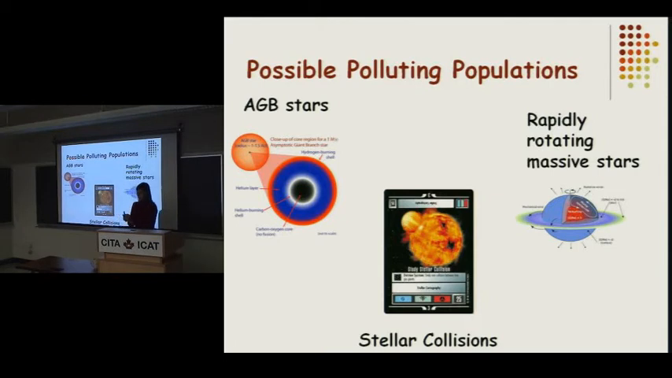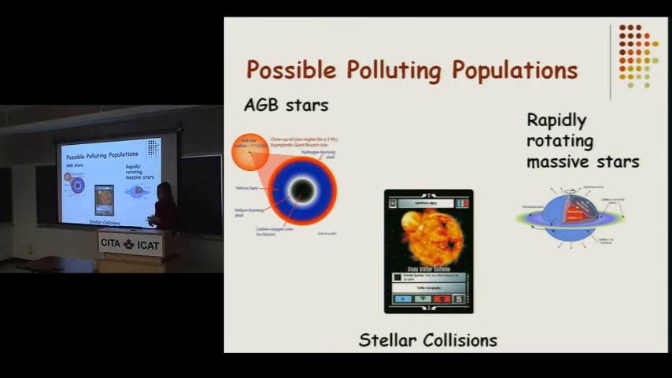Asymptotic giant branch stars have a carbon-oxygen core that's not doing anything, a helium burning shell, a hydrogen burning shell, and then a surface. And the surface, the envelope, has quite a strong wind.